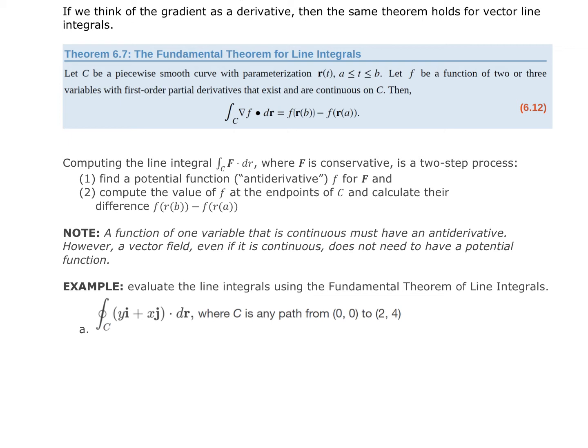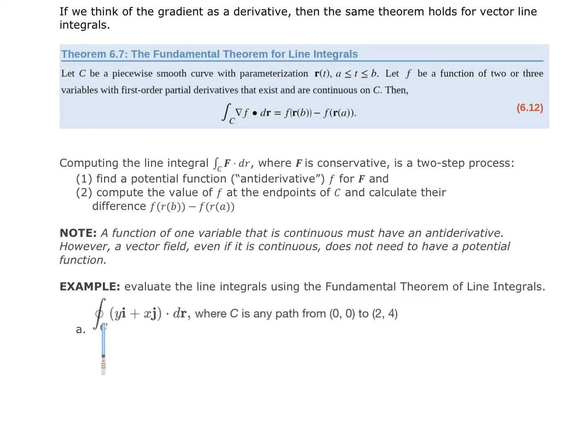So we're going to evaluate this line integral using the fundamental theorem of line integrals. Now remember, this notation means we're doing circulation, so just something to note. So we're going to evaluate basically the circulation of this vector yi plus xj dotted with dr, where c is a path, any path, from 0, 0 to 2, 4.